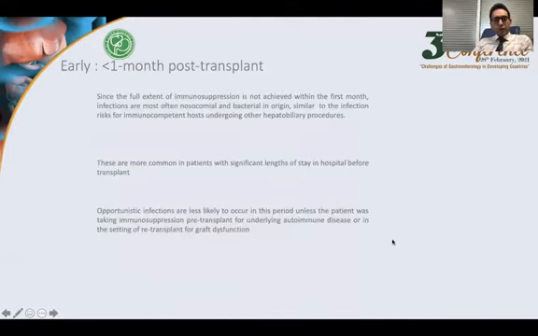When we talk about the early infections, since the full extent of immunosuppression is not achieved within the first month, infections are most often nosocomial and bacterial in origin, similar to the infections which occur in immunocompetent hosts undergoing other hepatobiliary procedures. These are more common in patients with significant lengths of stay in hospital before transplant. Opportunistic infections are less likely to occur in this period unless the patient was taking immunosuppressive medications pre-transplant for underlying autoimmune disease or in the setting of retransplant for graft dysfunction.